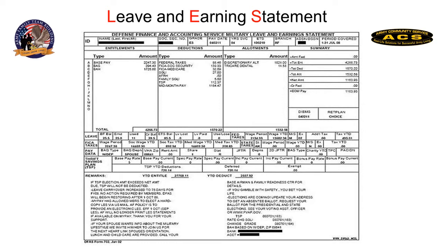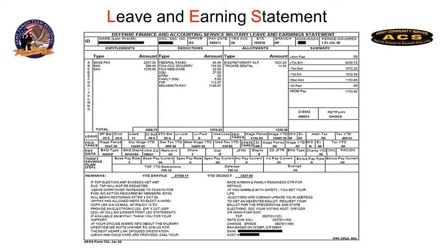So in entitlements, you see there it says base pay, BAS, and BAH. BAS stands for Basic Authorization for Sustenance. This is the money that the Army has set aside for soldiers and their families for food items. BAH, of course, stands for Basic Authorization for Housing. This is the money that the military gives you for base housing or off-post housing if that's what you choose to do. And of course, the base pay is what the soldier receives minus the BAH and BAS.